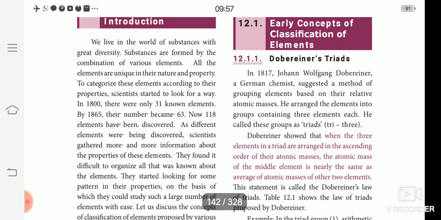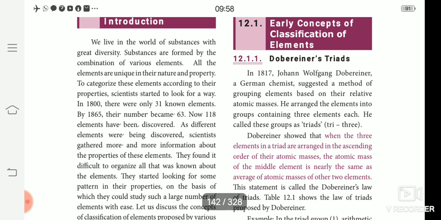In the small introduction, in the periodic classification of elements, in 1800 only 31 elements were discovered. Then in 1865, 65 elements were discovered. Now currently 118 elements have been found.